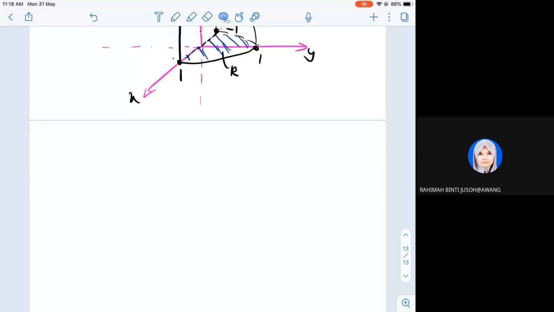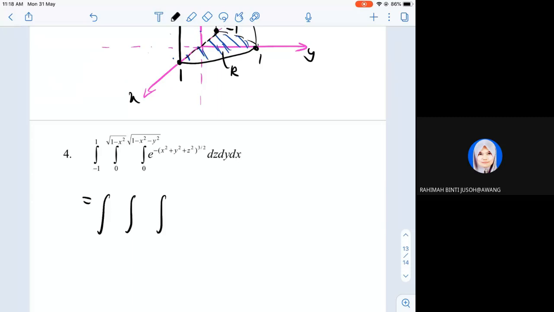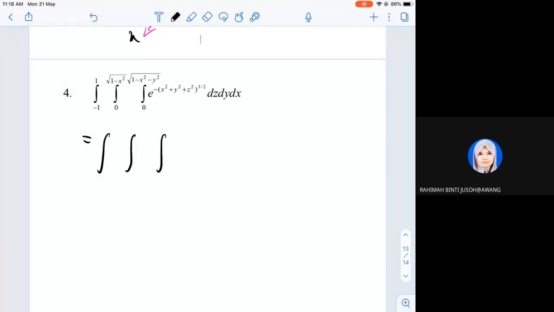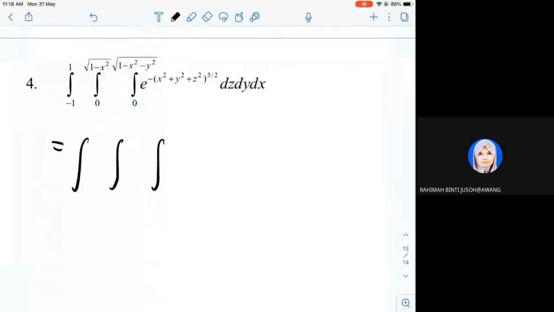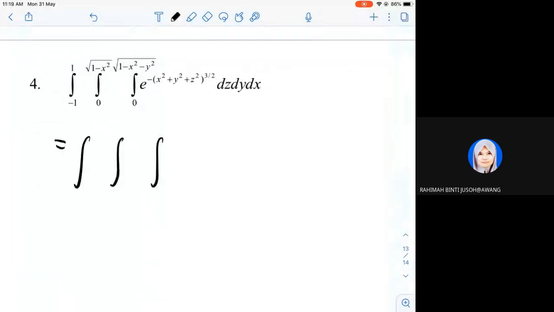Okay, so let us solve this. This can be changed into... Now I want you to give me the conversion. Apa dalam rho dalam theta? Apa limit rho theta tu? Okay, first of all, let us change the function here. Exponential to the power of negative x squared plus y squared plus z squared is equivalent to rho squared, to the power of 3 over 2.